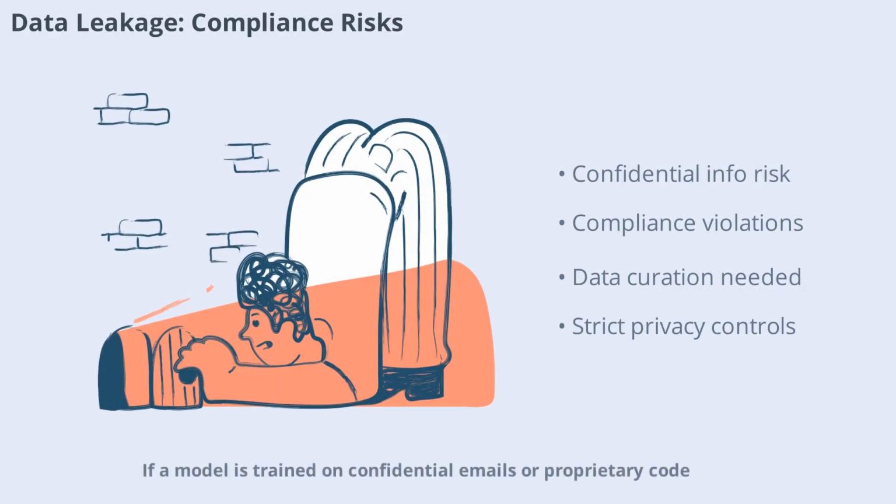If a model is trained on confidential emails or proprietary code and later reveals this information in its outputs, it can lead to serious compliance violations. This is why data curation and strict privacy controls are essential when preparing training datasets for AI models.